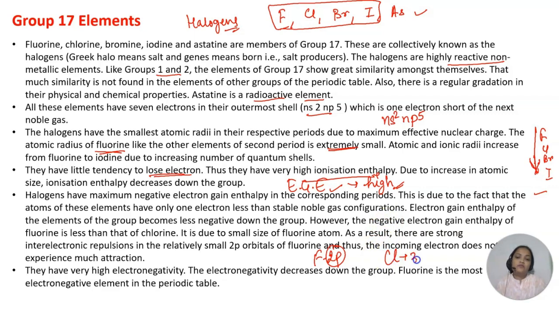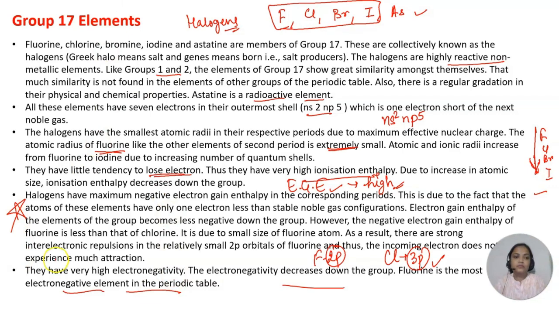But if I'm talking about chlorine, in chlorine the electron will go in the 3p orbital. So in the 3p subshell, the incoming electron will not have that much repulsion, so it will experience much interaction. So this is the important thing you should know, that chlorine will be the one having maximum negative electron gain enthalpy. It will not be fluorine, it would be chlorine. And you should know that these elements are highly electronegative and electronegativity decreases down the group. And fluorine, yes, it is the most electronegative element in the periodic table.